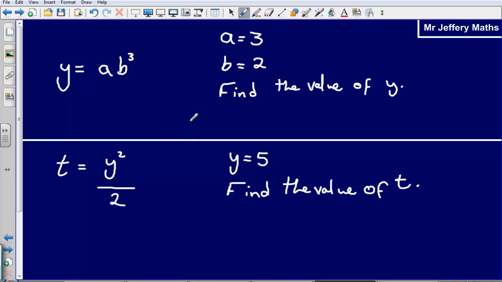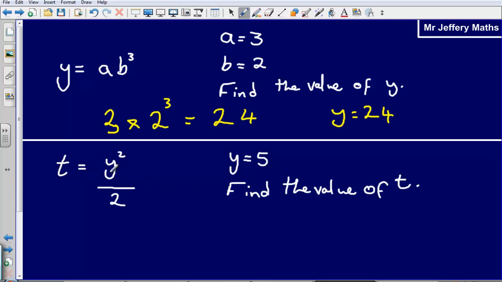Finally, some substitution questions. If you got any of these ones wrong, pause the video now and attempt these questions, then press play. So I'm asked to find the value of y. Y is equal to ab cubed. We're told that a is 3, b equals 2. So what I can say is that this is going to be 3 multiplied by 2 cubed. So that is going to give me 3 multiplied by 2 cubed is 8. That's going to give me an answer of 24. So I could say that y is equal to 24.